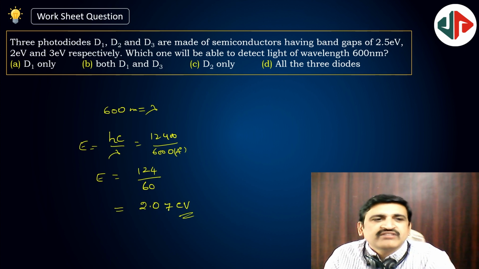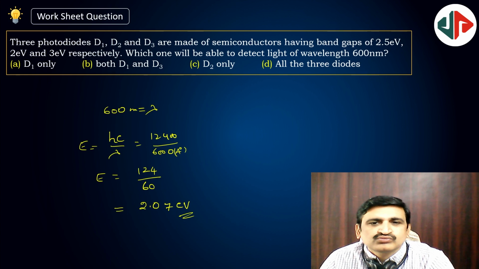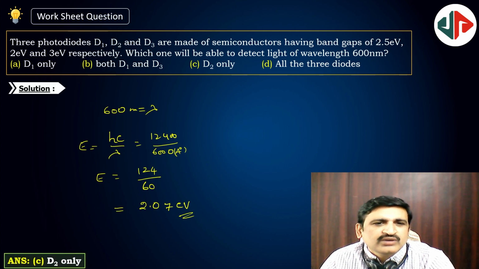If it is 2.7 electron volt, first one will give, second one will give. So both D1 and D2. D3 can't give, right? D1 can give 2.5. If my calculation is correct, that is D1, D2. But there is no option like that, only D2. What is that?